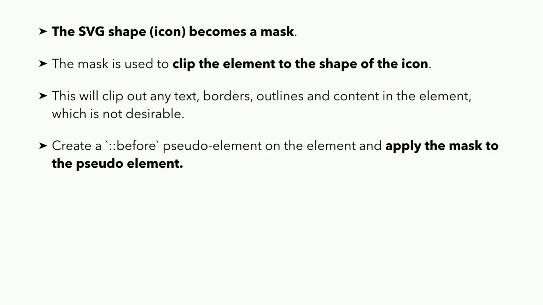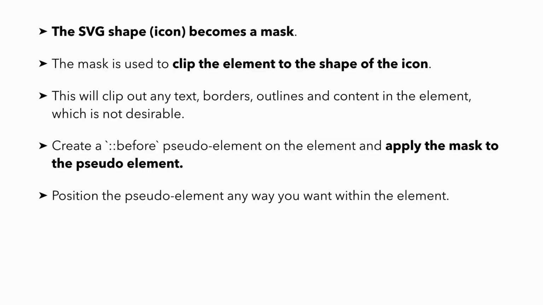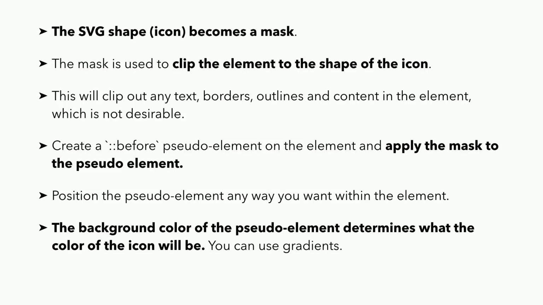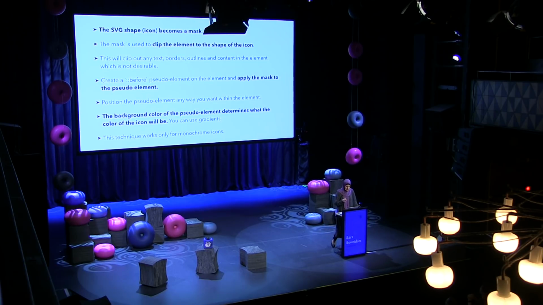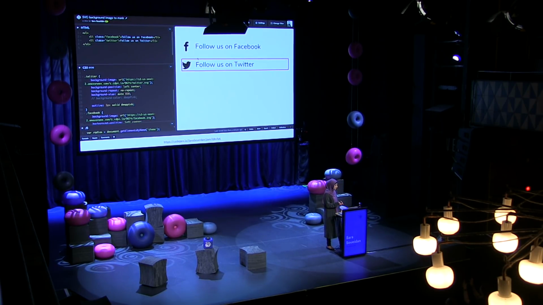So in order to avoid that, you create a pseudo element on your element, and then you apply the mask to that element. You position the element and you tweak the alignment, the size, etc. The background color of the pseudo element determines what the color of the icon will be, and you can use gradients. And this technique only works for monochrome icons. This all doesn't make any sense if you don't see it in a working example.